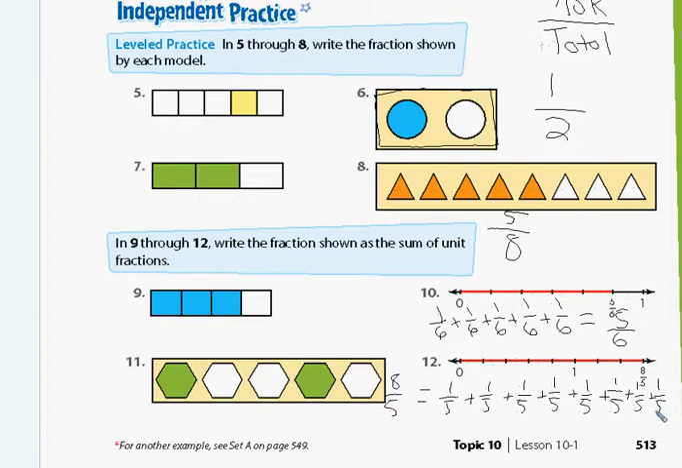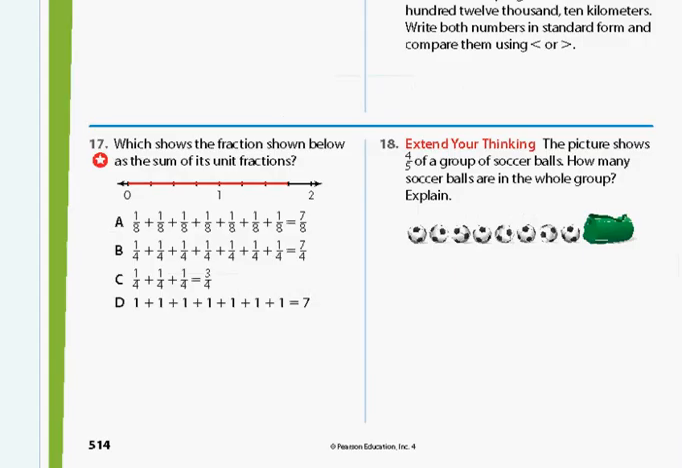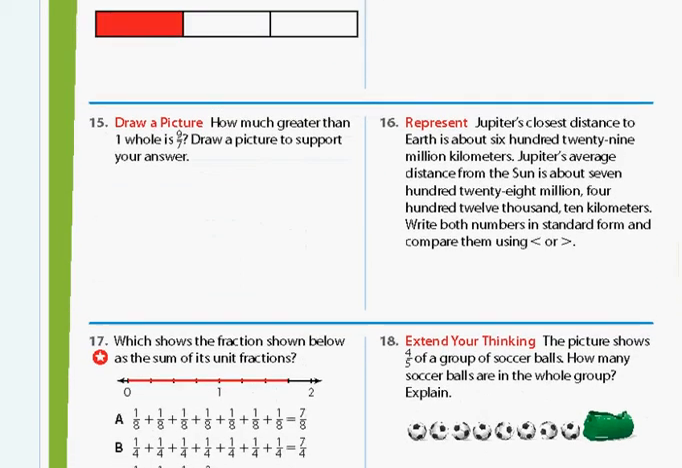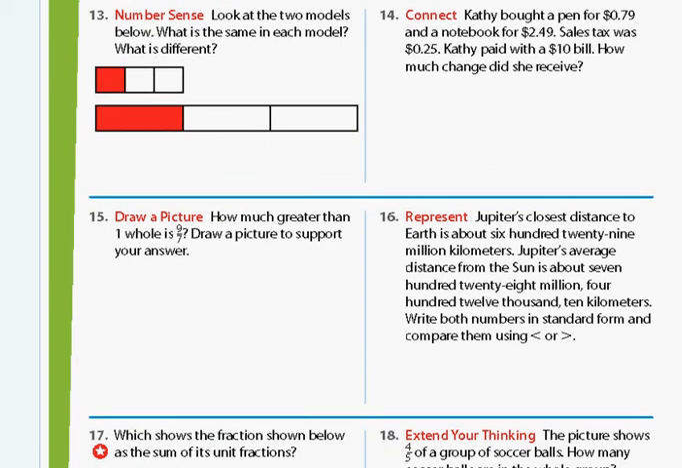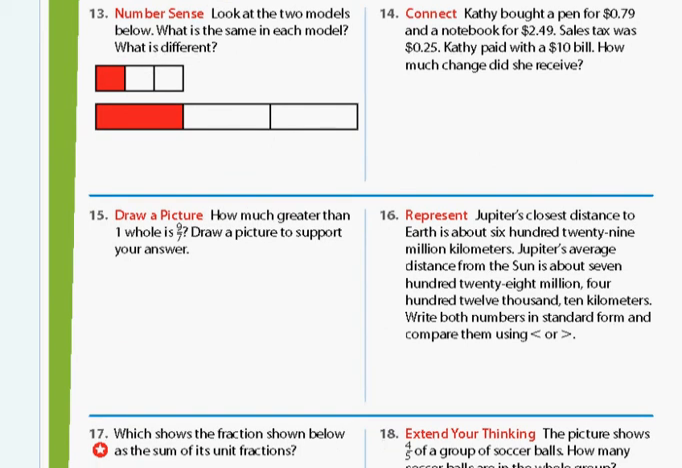Time's up. So go to the back page. Question 14. Kathy bought a pen for 79 cents and a notebook for $2.49. Sales tax was 25 cents. Kathy paid with a $10 bill. How much change did she receive?